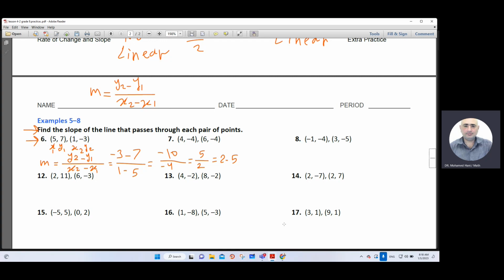Okay, so try to solve number 7, please. Numbers 7, 8, 12, 13, 14, 15, 16, 17, the same idea. All the practice here is the same idea.